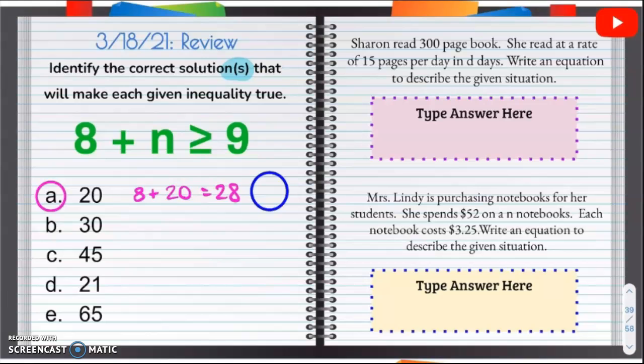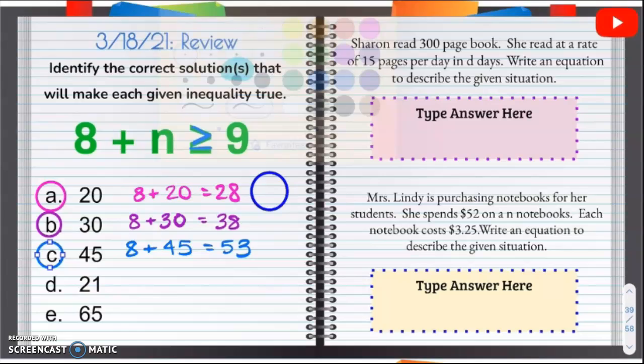Let's see the next one, 30. So if we have 8 plus 30, is that greater than or equal to 9? That equals 38. Yes, it is, so it's also going to be B. What if we have this next one, 8 plus 45? We get 53. Is that greater than or equal to 9? Yes, it is.